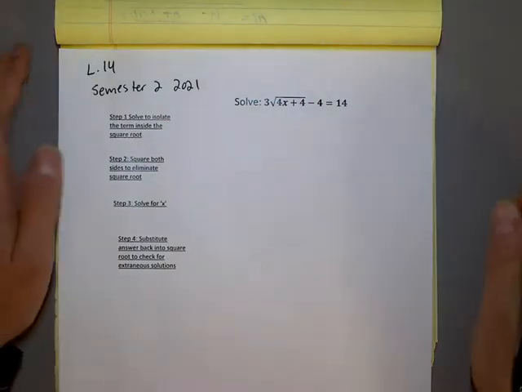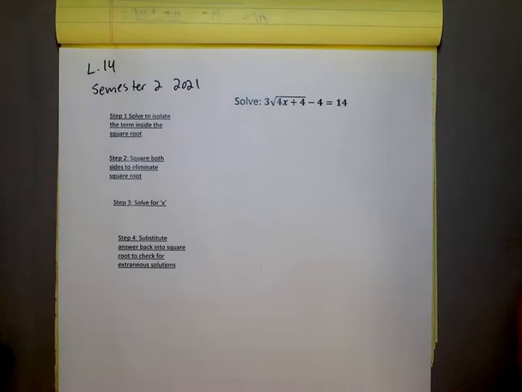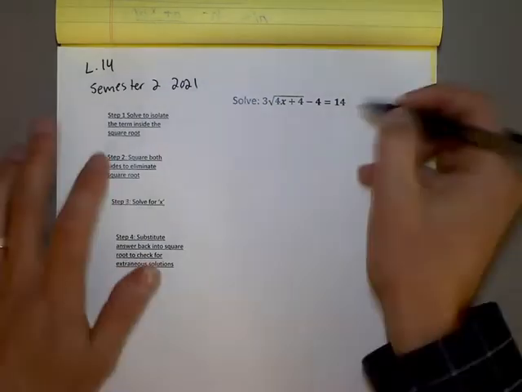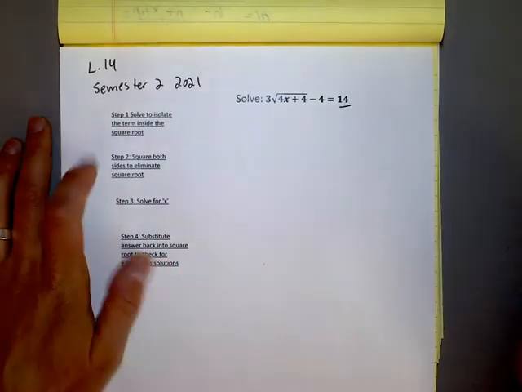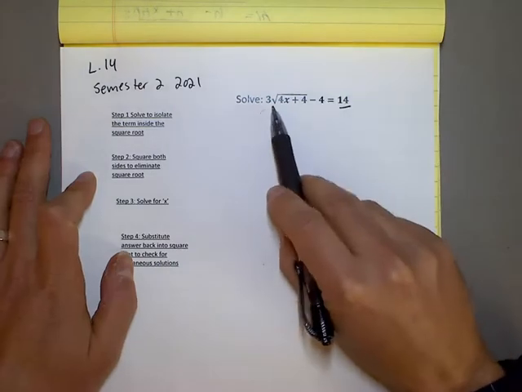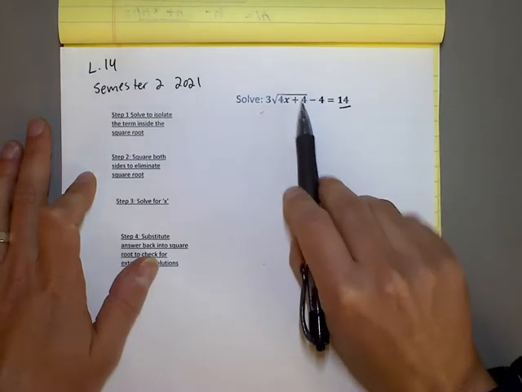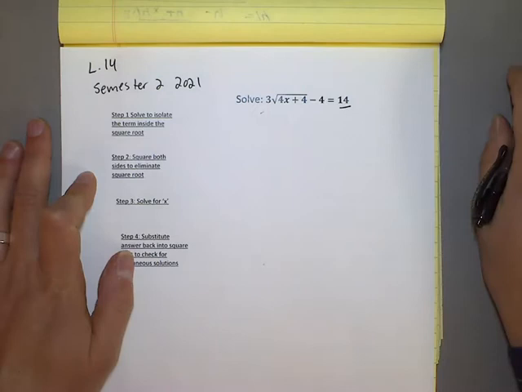This is an example for lesson 14 on how to solve a radical equation when a number is known. So we're asked to solve 3 times the square root of 4x plus 4, minus 4, equals 14.